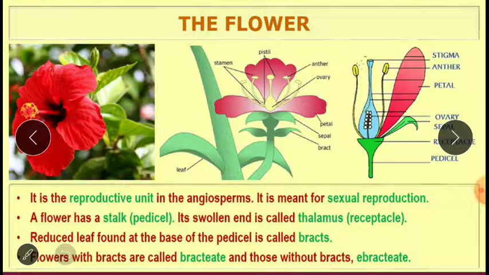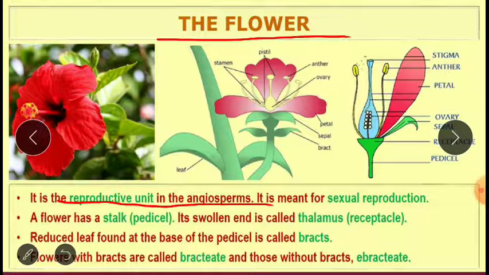Now coming to our main part, that is the flower. What is the flower? The flower is the reproductive unit in the angiosperms. Reproductive unit means the reproduction is taking place here. The male and the female parts are present in this flower, and hence the reproductive unit in the angiosperms is the flower. This is important from the exam point of view. It is the reproductive unit in the angiosperm, that is the flower.